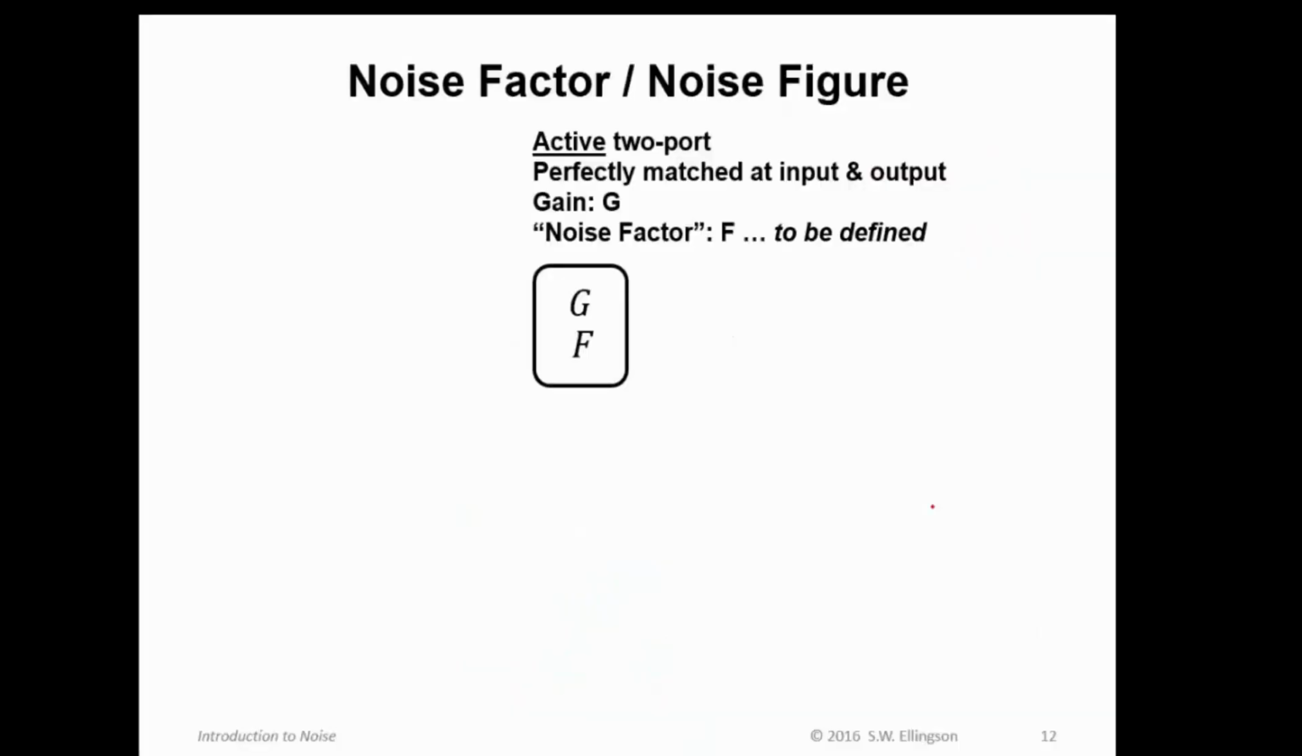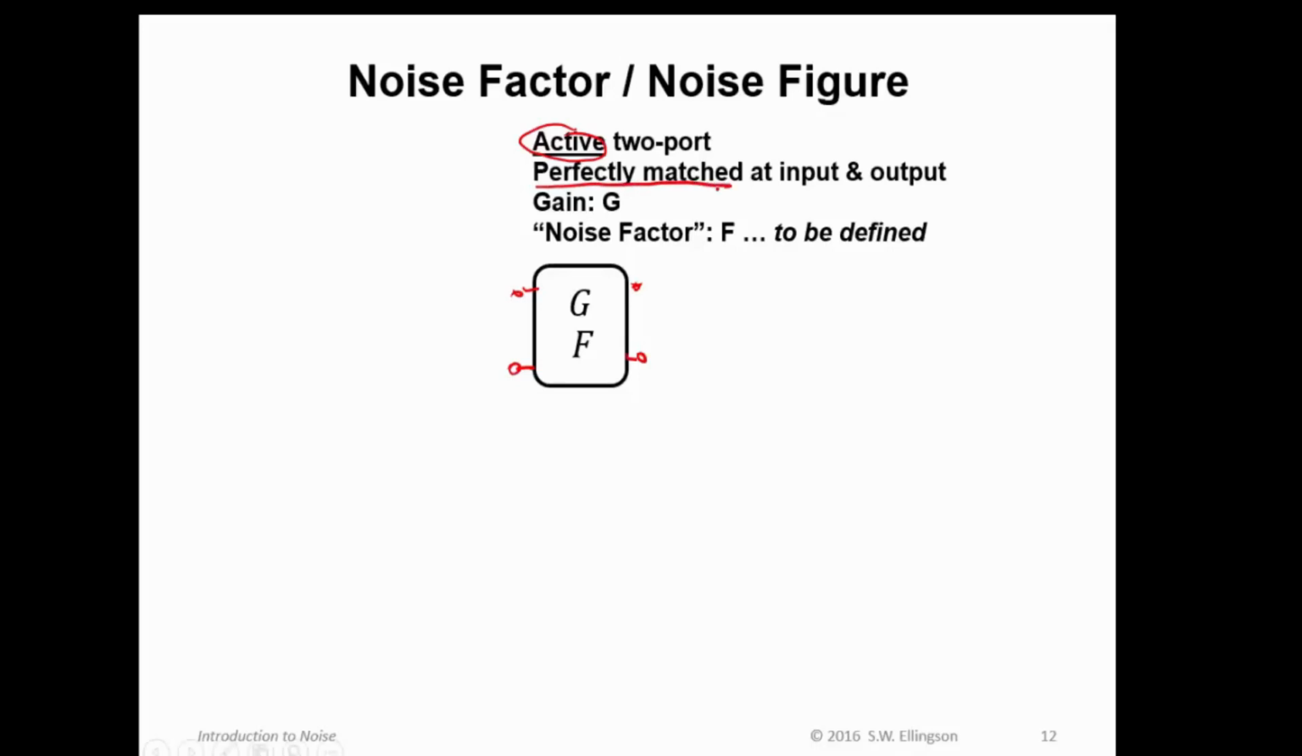All right, so now we're ready to talk about noise factor and noise figure, which are really the same thing. The idea here, let's start off with an active two-port. We can apply this to a passive two-port as well, but let's do the active case first. So we have an active two-port. It's shown by this box here. So this box has terminals on the right and on the left. And let's assume it's perfectly matched.